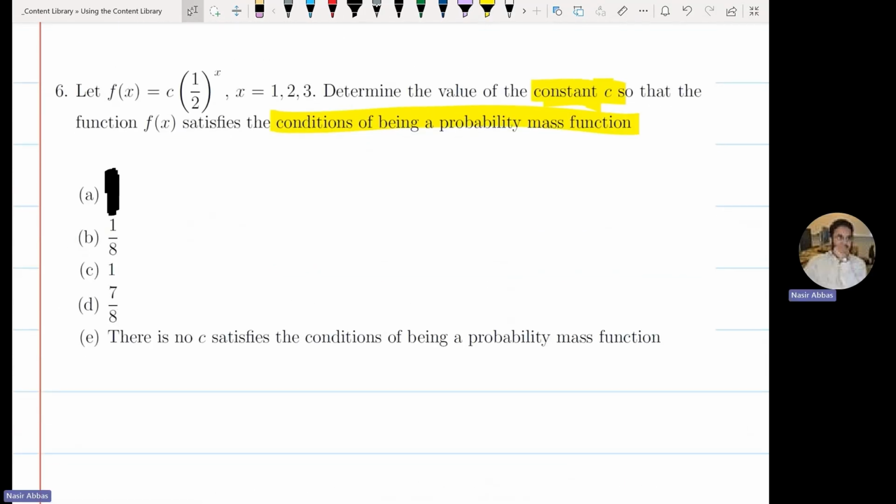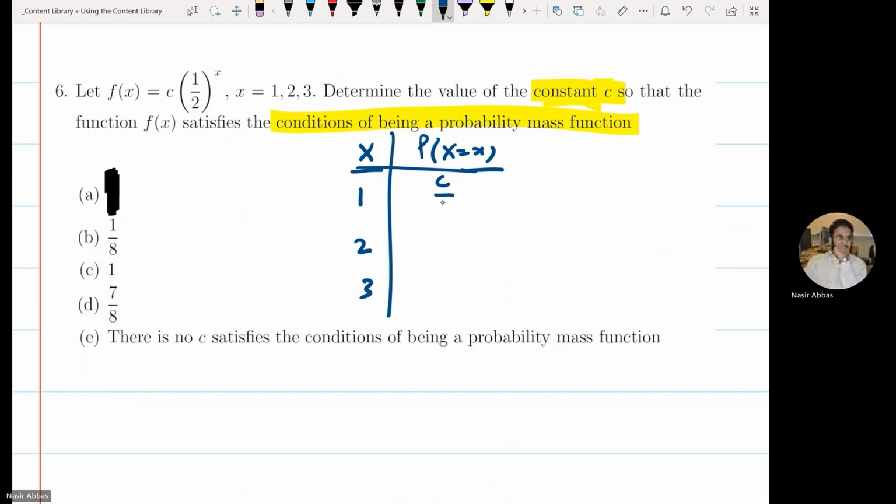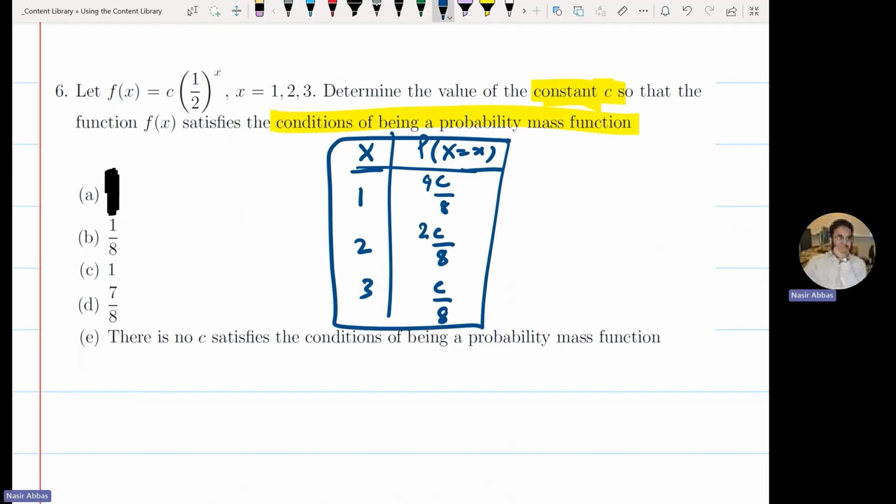First, let us make a table of the values of x and the corresponding probabilities that will help us compute c. What are the values of x which are possible and given to us? 1, 2, 3. What are the corresponding probabilities? Put 1 in the function: c by 2, not half, c by 2. Put 2 in the function: c by 4. Put 3: c by 8. So let me write this one as 2c by 8 and this one as 4c by 8 so that I can easily find the sum.